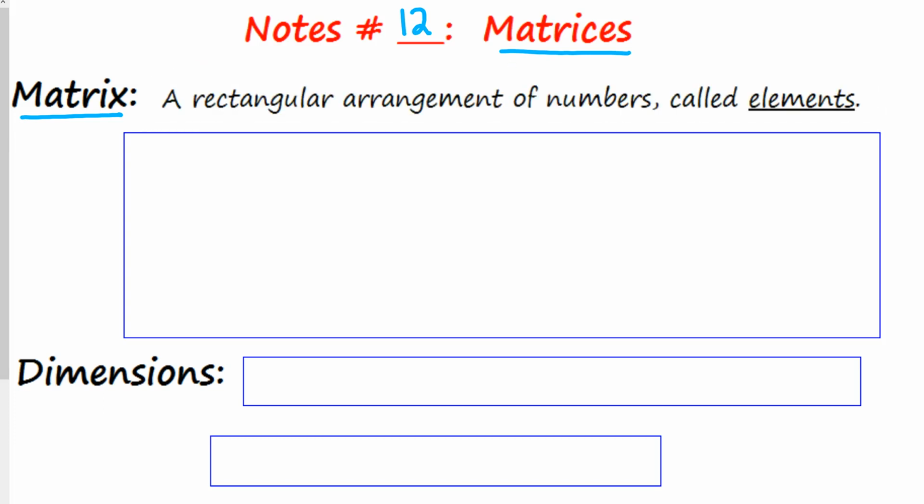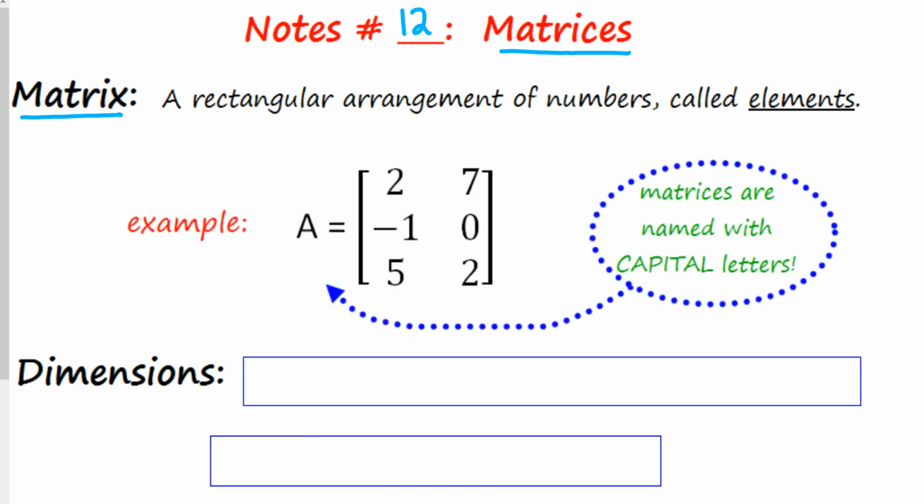So a matrix is really simply a rectangular arrangement of numbers, and we call the numbers elements. So here's an example. When we name a matrix, we typically use a capital letter. So this is matrix A, and we put square brackets around the rectangular arrangement of numbers. So you can see that inside the square brackets, I have 3 rows of numbers, 2 columns of numbers. So when we read the numbers, we just read across. We would say 2, 7, -1, 0, 5, 2.